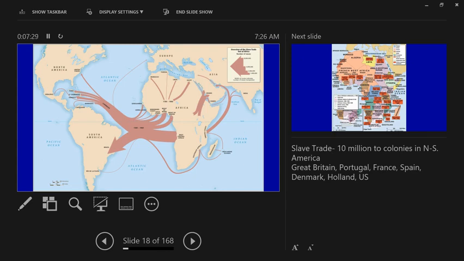When I first saw this map, I was really surprised. I'm assuming that the larger the arrow, the more people were involved in that part of the slave trade. And then when I look at the United States, there's a very small arrow coming up here. So that tells me that most of the slave trade went to South America and the Caribbean as well.